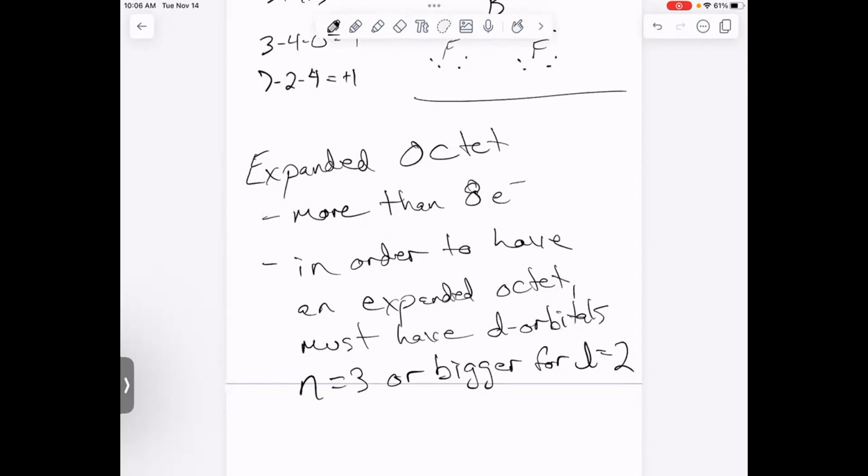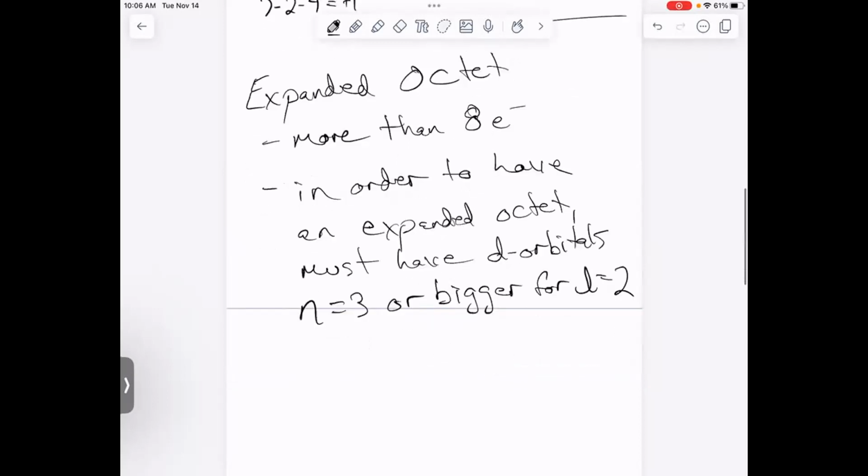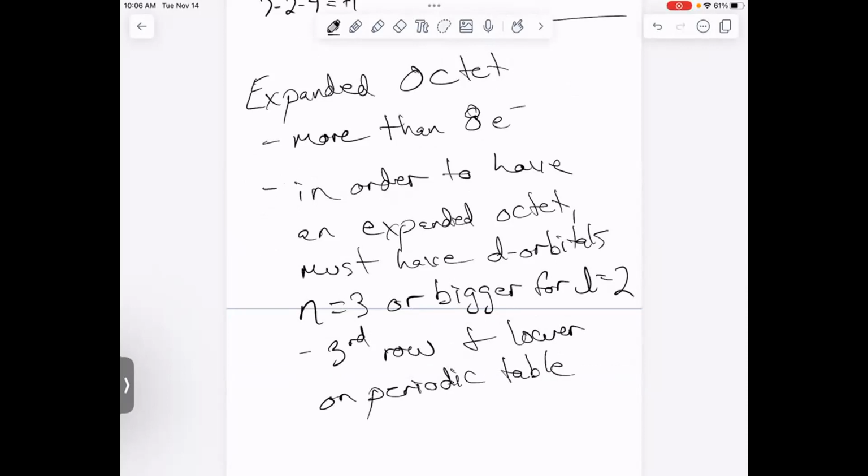But if we're going to have an expanded octet, that's what we want: empty d orbitals to put extra electrons into. And so that's our requirement. It basically means third row and lower on the periodic table. Any element in the third row or lower does have the ability to expand its octet, so it can have more than 8 electrons around it. And we'll see this in a lot of structures.